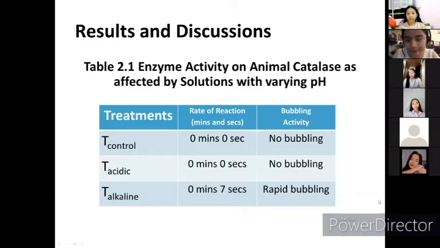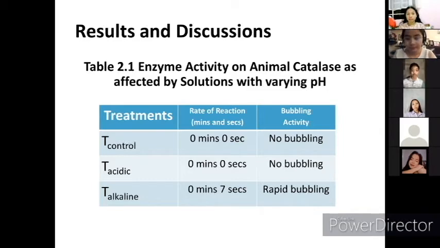Hello everyone, I am Michael Manansala and I will discuss our observation with the plant and animal catalase treated in varying acidity and temperature. The table that you can see on your screen right now aims to show how enzyme activity of animal catalase is affected by solutions with varying pH.